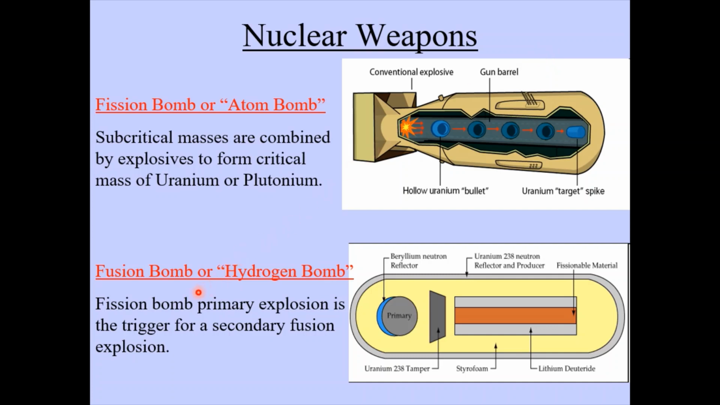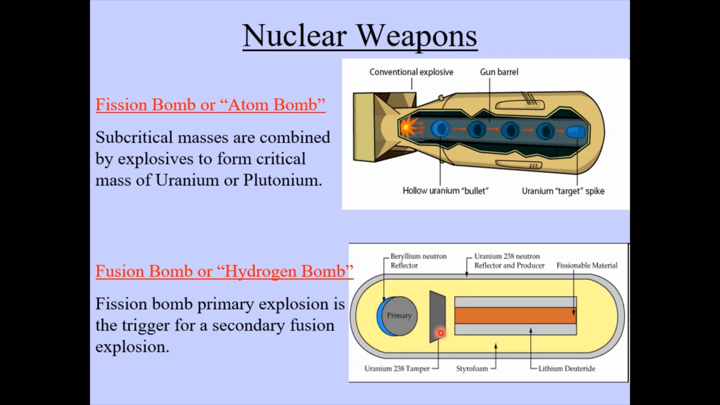The other type of bomb that was developed after the fission bomb was the hydrogen bomb, and these were developed in the Cold War. The United States and the Soviet Union made thousands and thousands of these bombs, and the fusion bombs are, unfortunately, much more powerful than the fission bombs. Some of these can destroy an entire city, like New York City, with just one weapon.